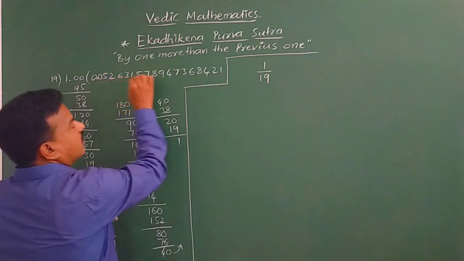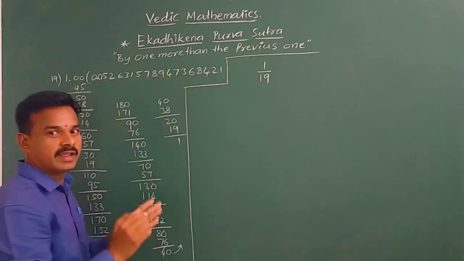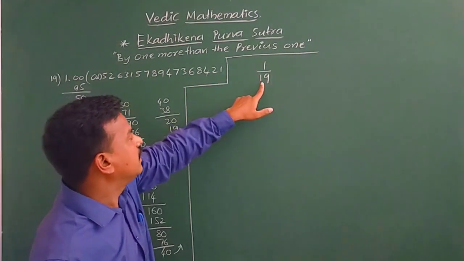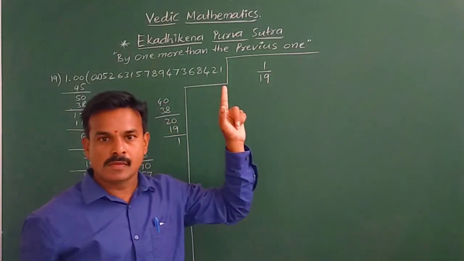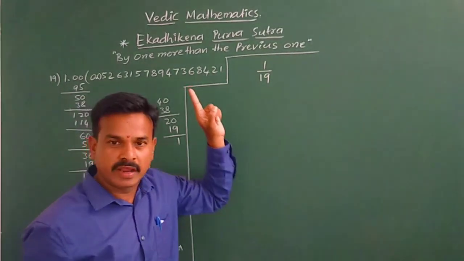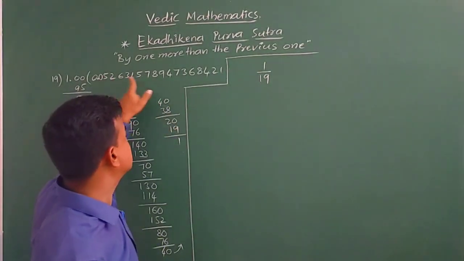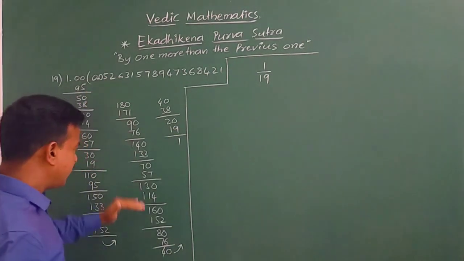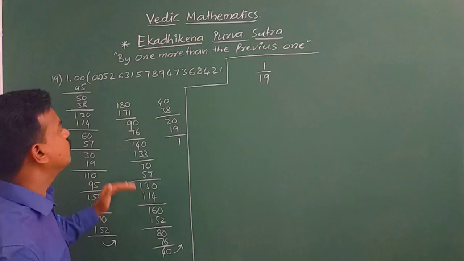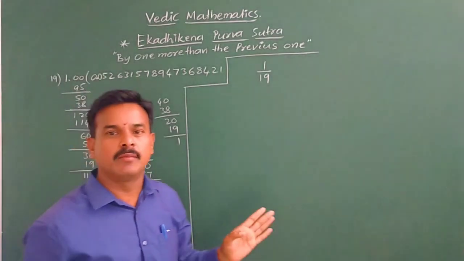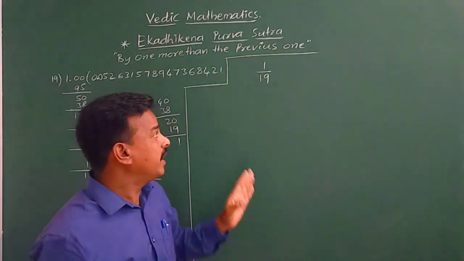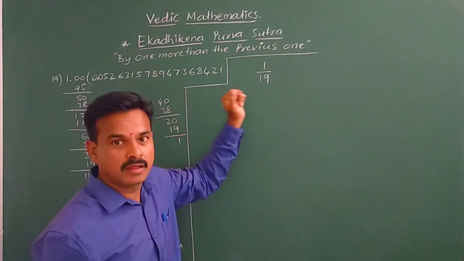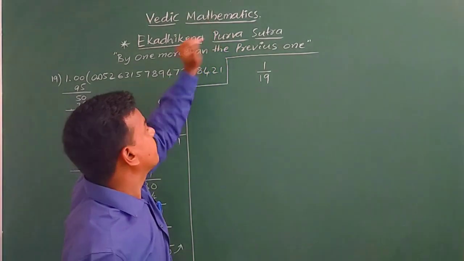Here, how many digits are repeating? 18 digits are repeating. That 18 is 19 minus 1. If you do 19 minus 1, 18. 18 digits are repeating in this. But in this current way, if you do this division, it takes more time. But in one step only, in one line only, we can write this answer by using Vedic mathematics.